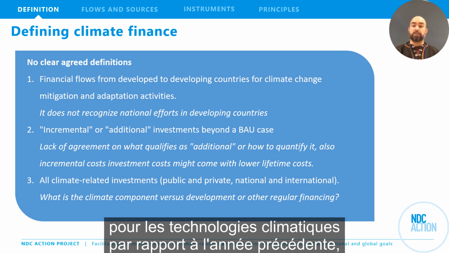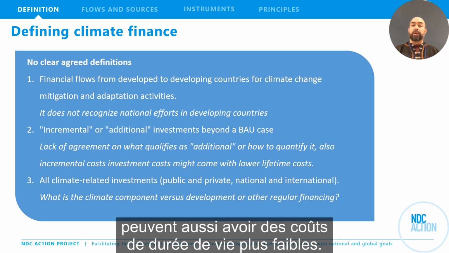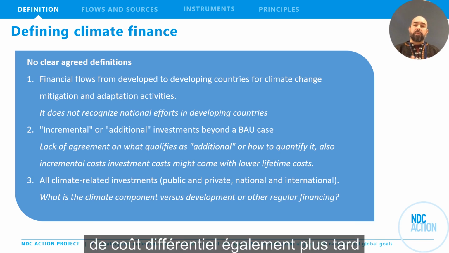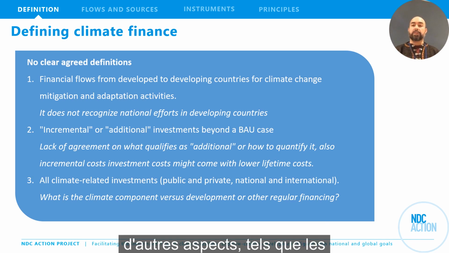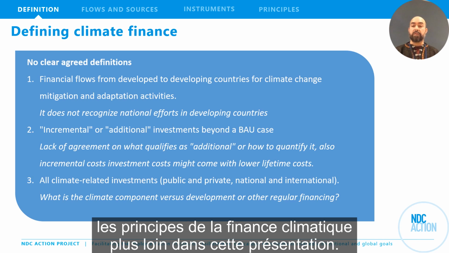And also, if you look at incremental costs of investments, so basically the initial higher capital expenditures for climate technologies compared to more carbon intensive technologies, usually we see that climate technologies are more capital intensive, but they also might have lower lifetime costs. So this approach is also challenging because there are some aspects that are left out. We'll come back to the topic of incremental cost also later in other presentations when we describe other aspects, so the cost benefits and so forth, and also when we talk about the principles of climate finance later in this presentation.